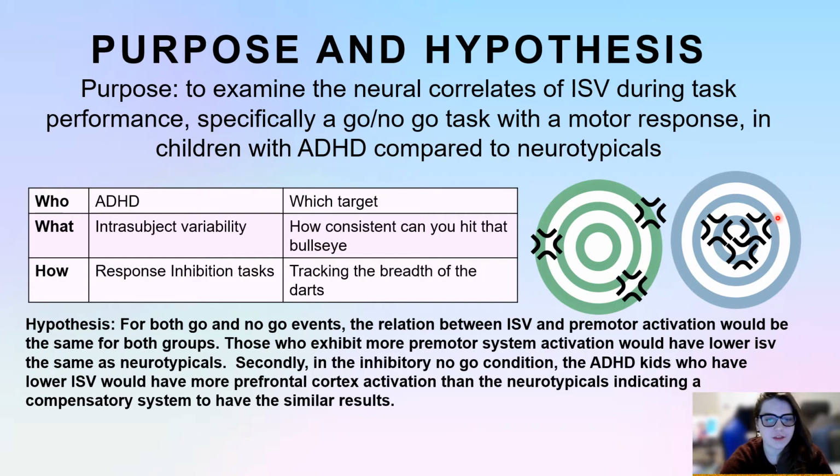So with that little bit of background, the purpose of the study might make a bit more sense. And the purpose is to examine the neural correlates of ISV during task performance, specifically a go, no-go task with motor response in children with ADHD compared to neurotypicals. And if you think back to the target, so who are we studying? People with ADHD. That tells you which target to look at.